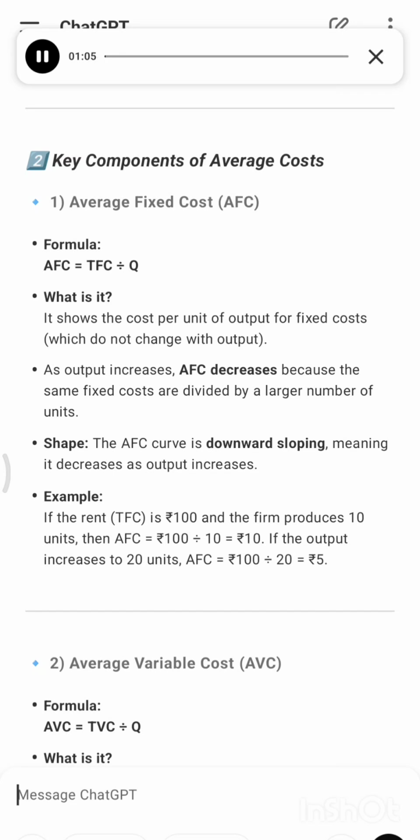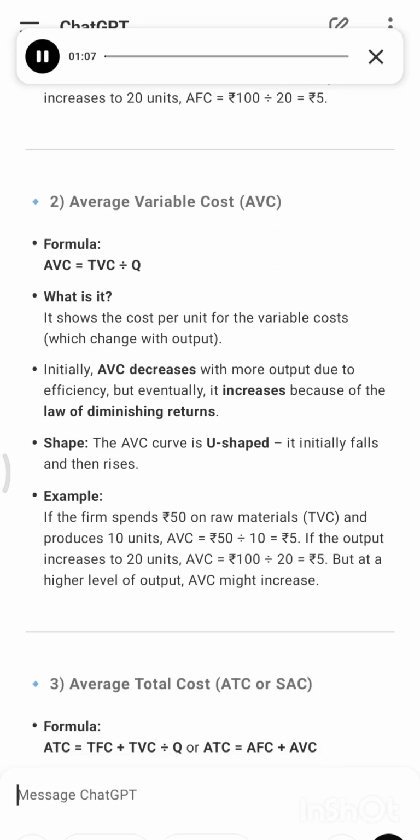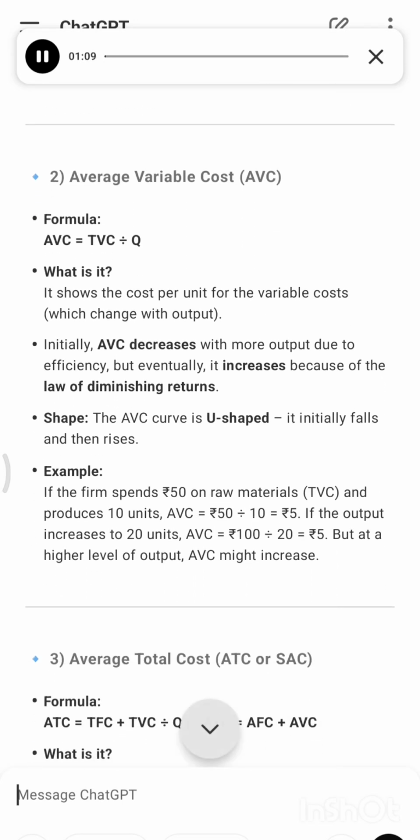2. Average variable cost, AVC. Formula: AVC equals TVC divided by Q. It shows the cost per unit for the variable costs, which change with output. Initially, AVC decreases with more output due to efficiency, but eventually it increases because of the law of diminishing returns. Shape: the AVC curve is U-shaped. It initially falls and then rises.